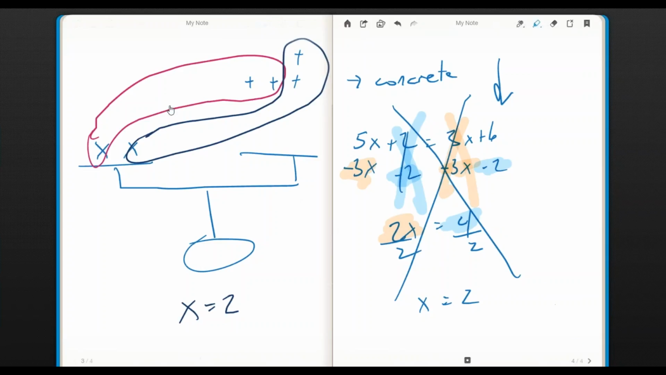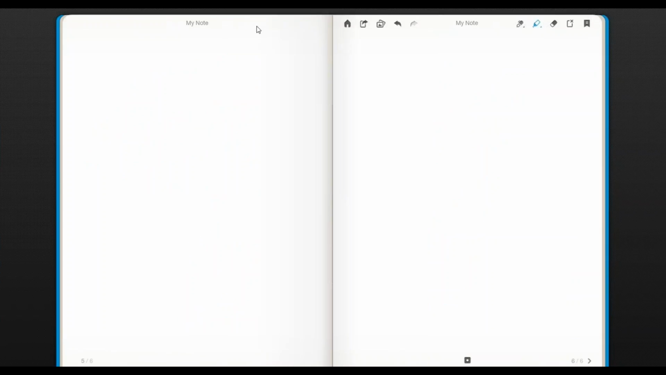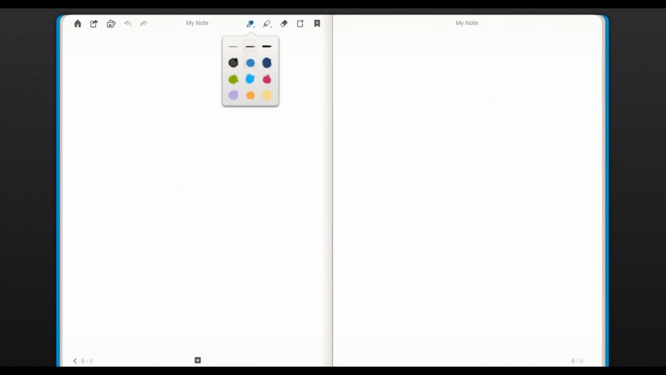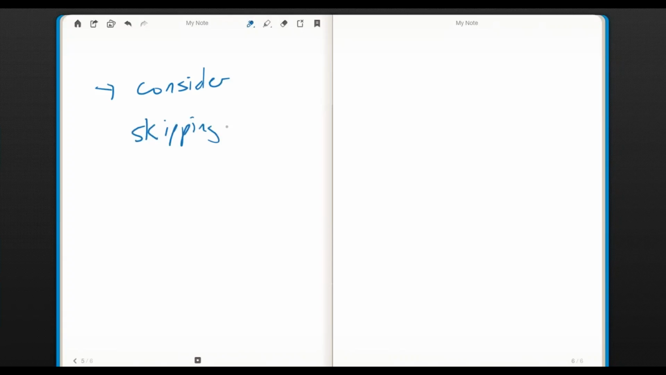The third thing I want to say about this algebra section is this. If your child looks at it and it is frustrating and it is overwhelming, consider skipping it and coming back to it at the end of the year, doing this section at the very end of the year or at the end of the semester. Come back and try it and see how it goes.